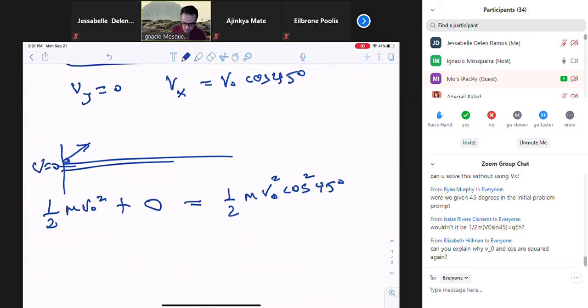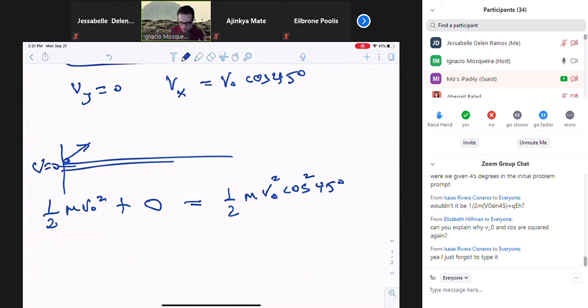Okay, so we have 1/2 m v squared. What I'm doing is fine. You're following the procedure, okay? So it's the initial kinetic energy, equals the kinetic energy at the top, plus, now you have to decide, is it plus or is it minus?